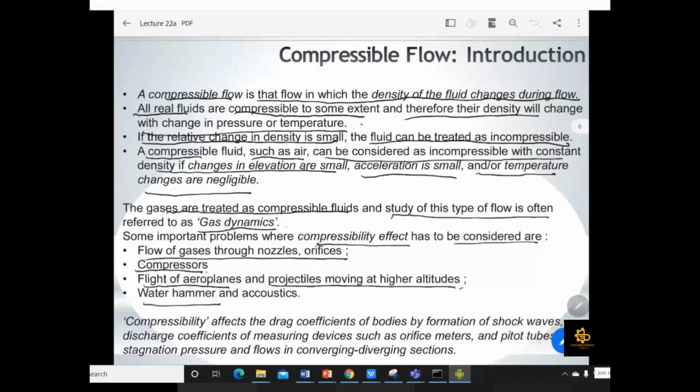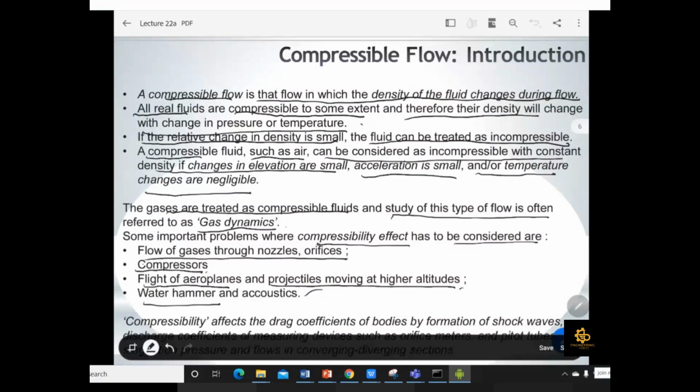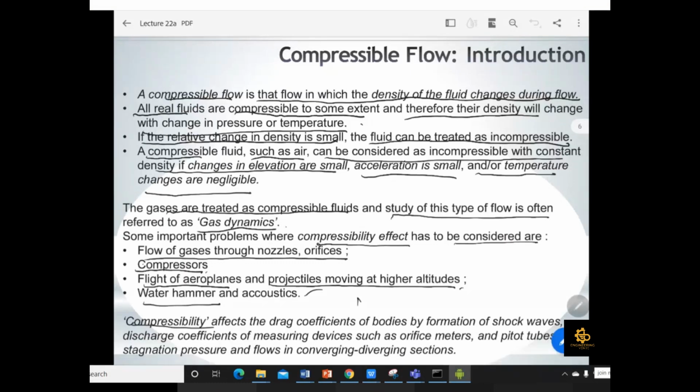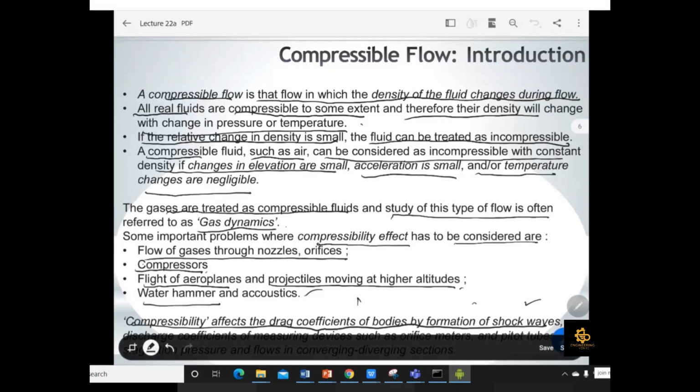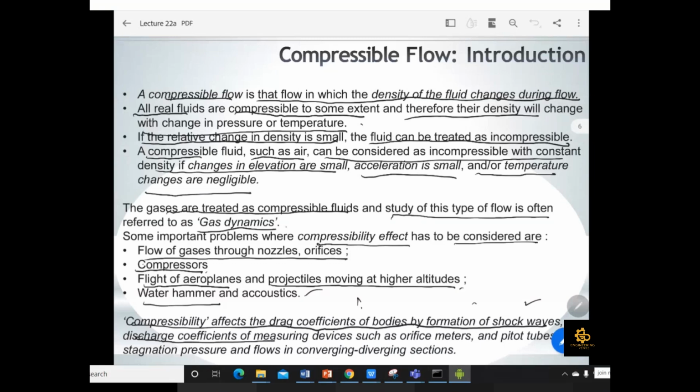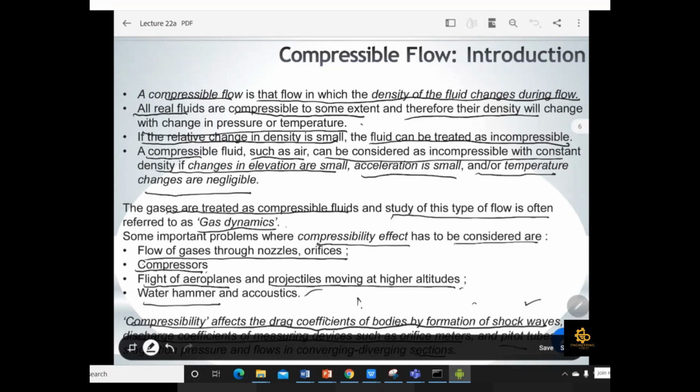Other problems include flight of aeroplanes, projectiles moving at higher altitude, and water hammer. This last thing we will discuss in the next topic, and it is also related to sound. Then there is the compressibility effect on the drag coefficient of a body by formation of shock waves. We will study in the coming slides what shock waves are and how they are formed when compressibility is there in fluids. Also the discharge coefficient of measuring devices such as orifice meter and pitot tube, stagnation pressure, and flow in converging and diverging sections.